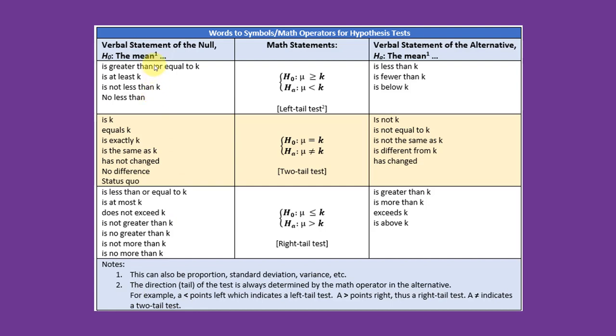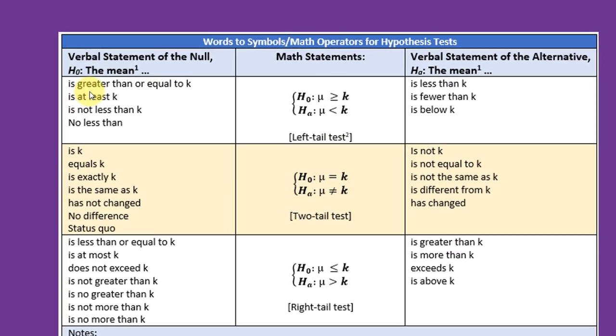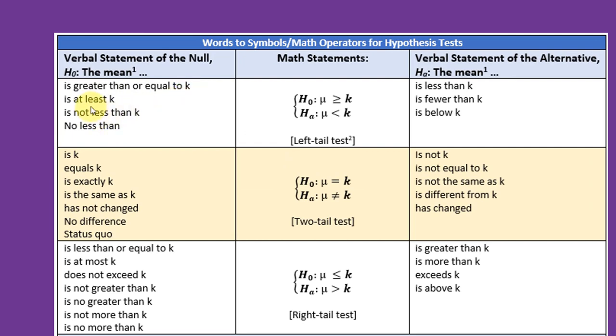Here I've listed verbal statements, and these are for the mean, but it could be for the proportion, standard deviation, variance. And commonly you might see the phrase is greater than or equal to a value, is at least that value, is not less than that value, no less than that value. All those things mean that there is a greater than or equal math operator in the claim, and the claim thus has to be the null.